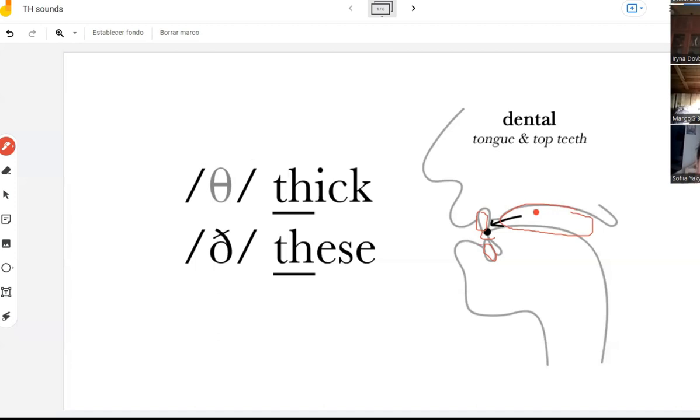Okay, so the next sound is exactly the same. You have to keep your tongue in the same place, but now you will pretend to pronounce the sound z, z, z, z. But your tongue must be outside.